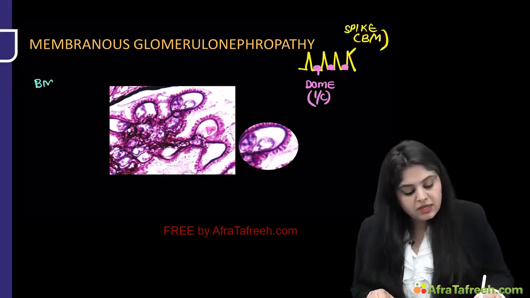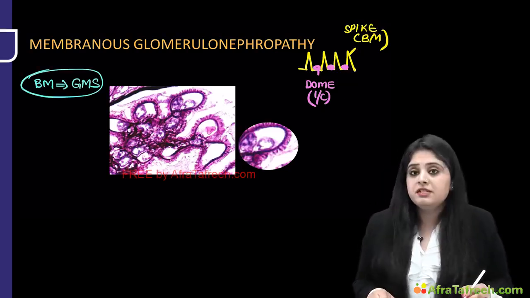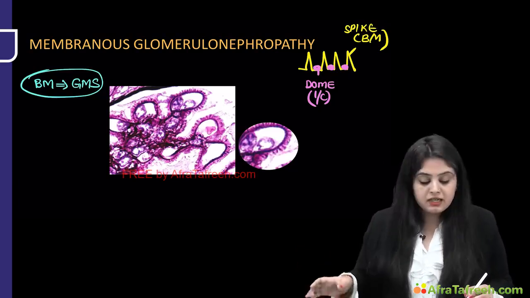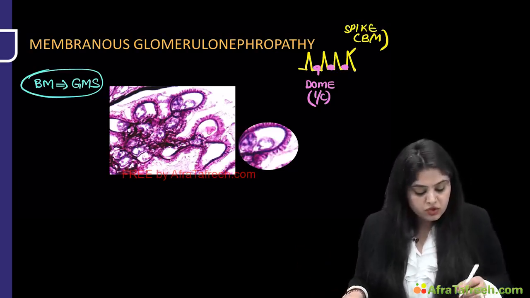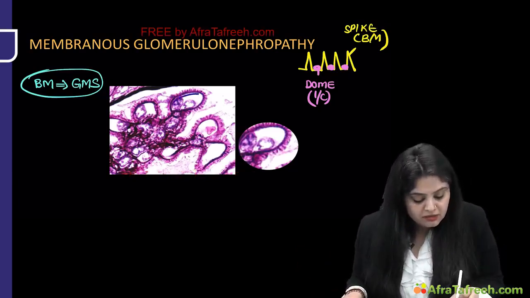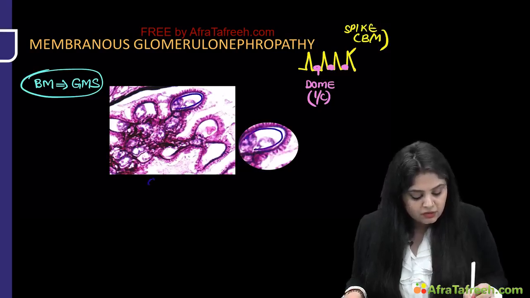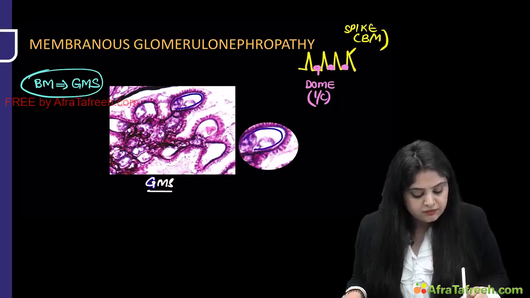For the basement membrane, as we had studied, Gomori's methenamine silver stain can be used. Silver will always be black, na? So now if you look at this picture, you realize that the basement membranes are coming out black. Why are the basement membranes coming out black? Because I have used Gomori methenamine silver stain.